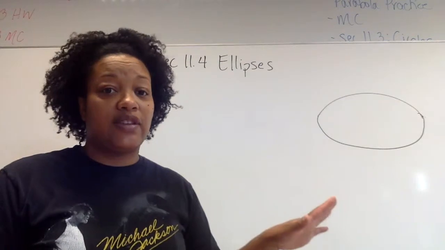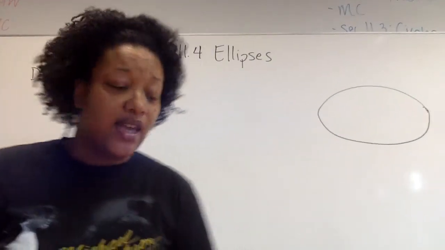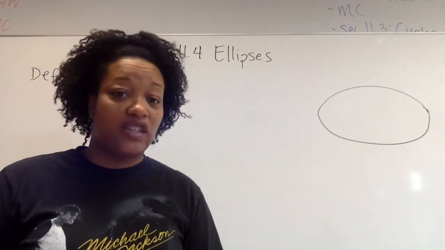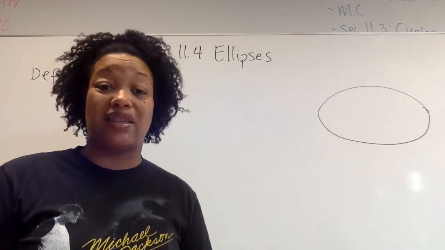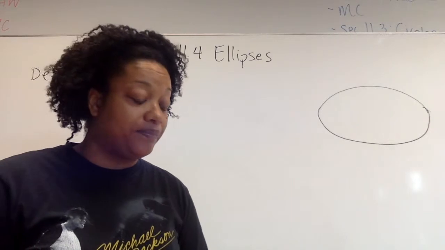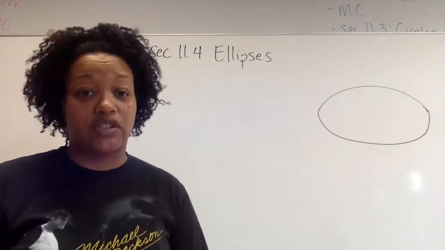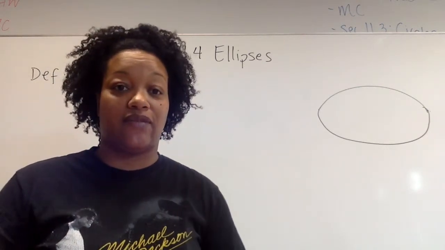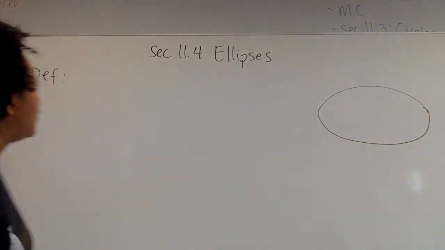So we're going to start off with a definition, and then we've got several parts to know about an ellipse. It's kind of like the parabola. You have several different parts that you have to identify, and then we'll go into your equations and how to identify everything and find your parts. So let's start with your definition.